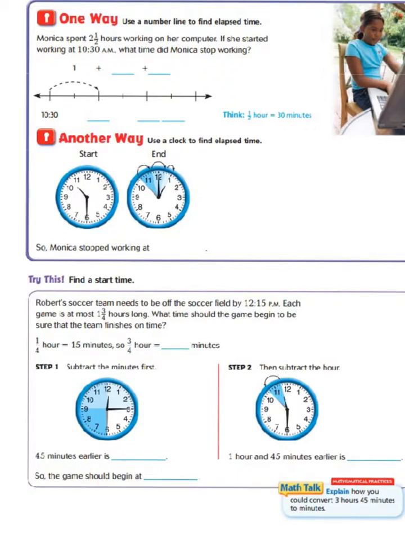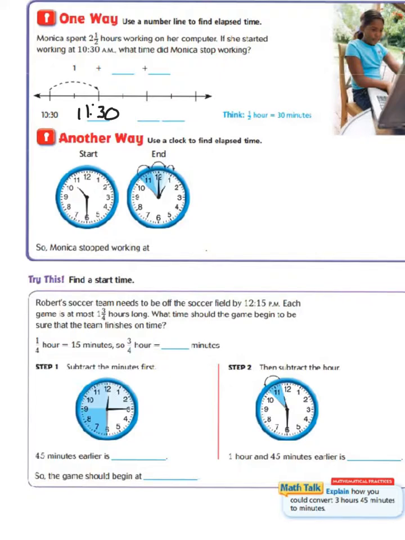And since the key word is started, we know we're going to move forward in time, or add additional time. So it says that she worked 2.5 hours. So if we add 1 hour to 10:30, the only thing that we need to change is our hour. So 10 plus 1 is 11, and our minutes stay the same.